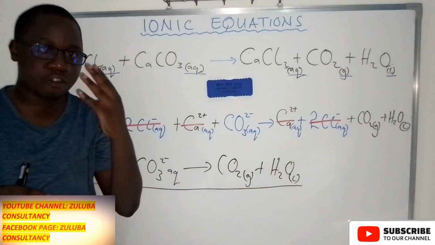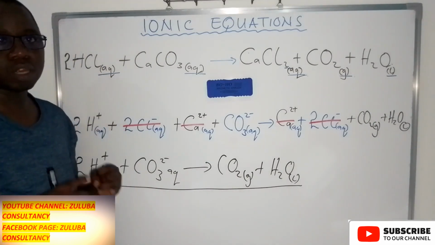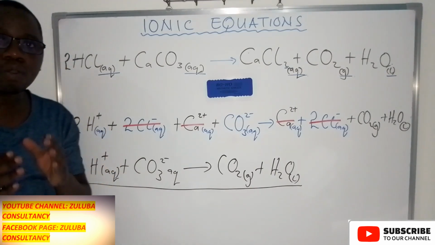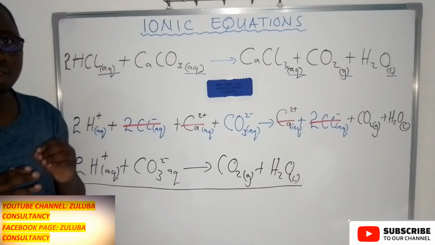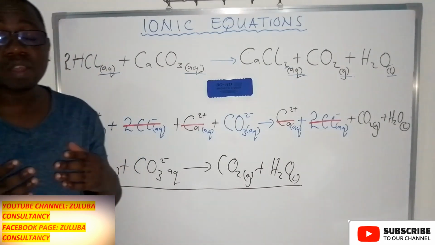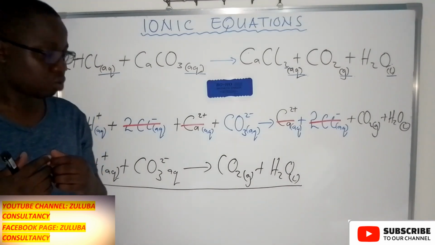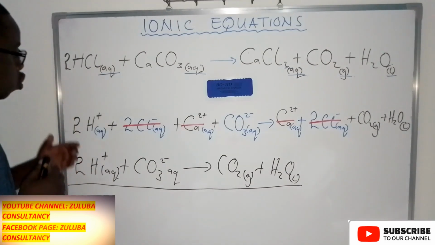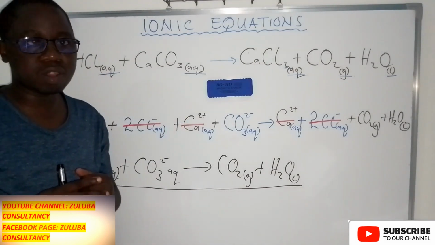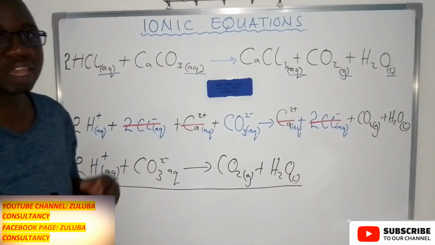So remember the four steps we have discussed. The first one, balance the equation. The second one, split the soluble ionic compounds to form the ions. After you split the soluble ionic compounds, you cancel out the spectator ions. Last but not the least, you rewrite what is remaining after cancelling out the spectator ions. If you do so, you have then managed to write the ionic equation.